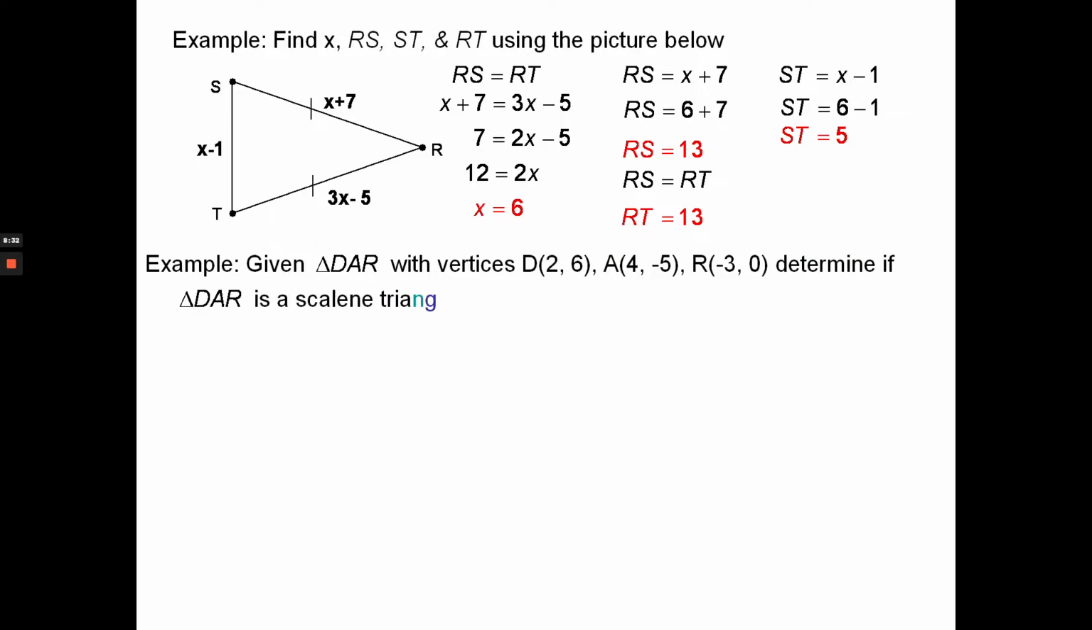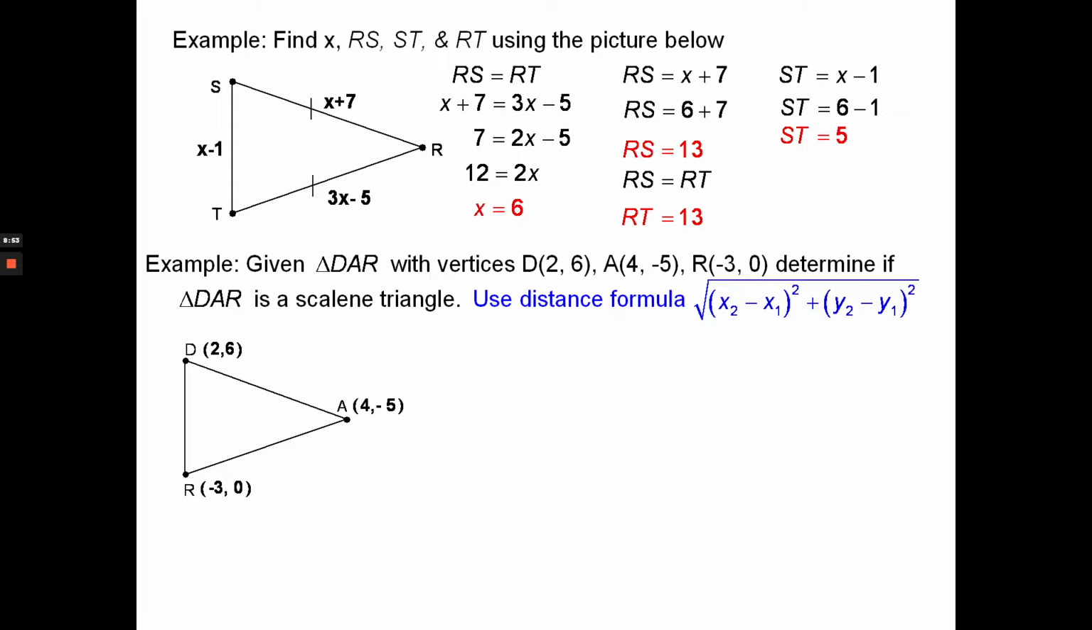Okay. Given our triangle DAR with vertices D at 2, 6, A at 4, -5, R at -3, 0, determine if triangle DAR is a scalene triangle. So the first thing I tell students is we're going to use the distance formula, and we have to remember that, and to sketch a picture. It can be on a coordinate grid, but that's not enough. You have to actually find numbers, okay?